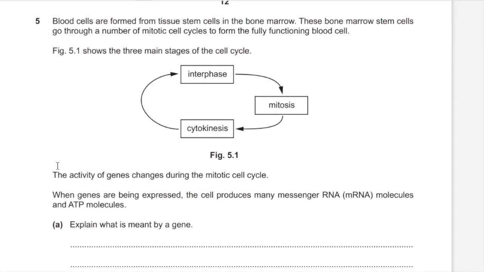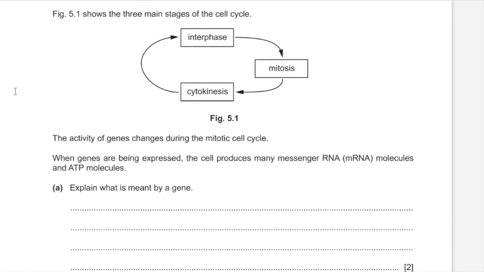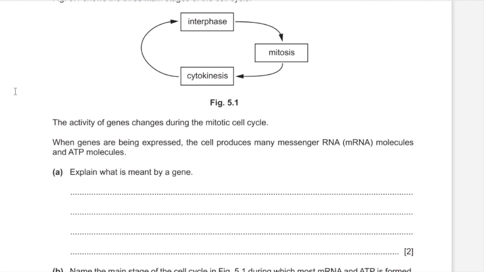Blood cells are formed from tissue stem cells in the bone marrow. These bone marrow stem cells go through a number of mitotic cell cycles to form the fully functioning blood cell. Figure 5.1 shows 3 main stages of the cell cycle and the activity of genes during the mitotic cell cycle. When genes are being expressed, the cell produces many messenger RNA molecules and ATP molecules.